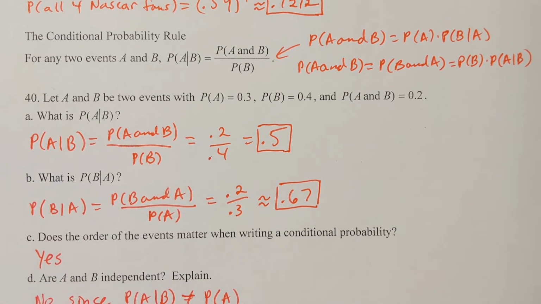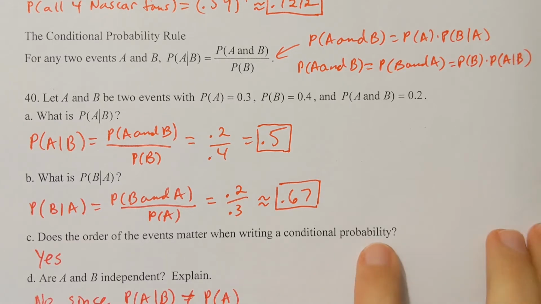The next thing to notice here is that the conditional probability rule says that for any 2 events A and B, the probability of A given B is equal to the probability of A and B divided by the probability of B.